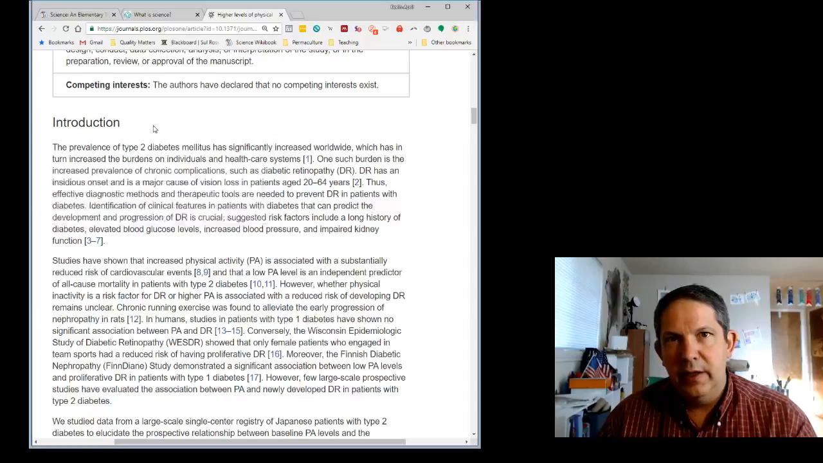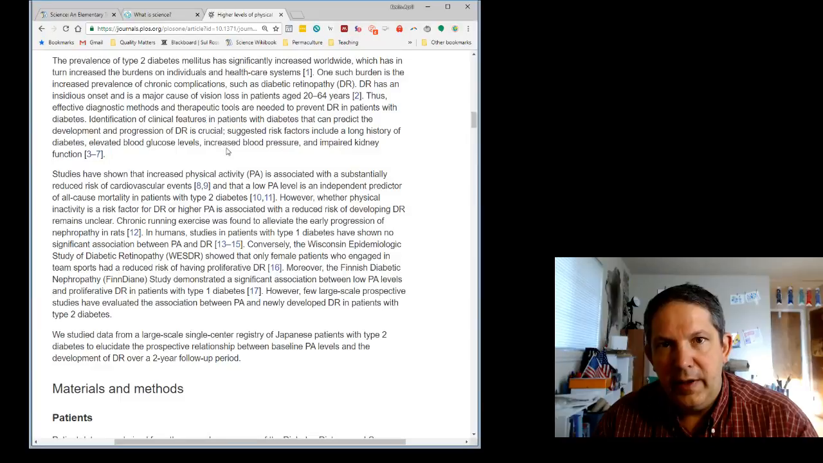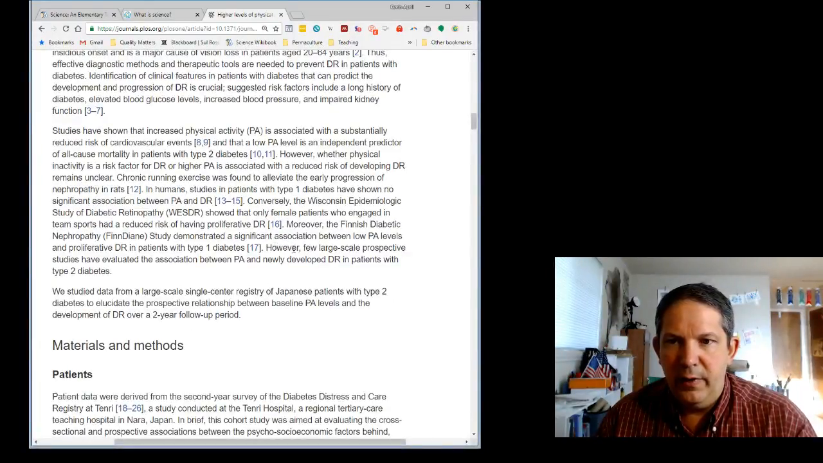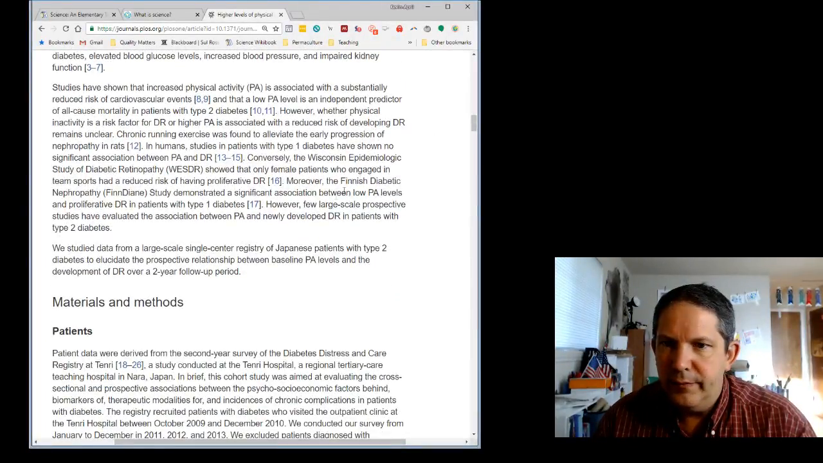So the introduction in a scientific paper, in a journal article, gives the background. And usually at the end of the introduction, they will transition into what is their hypothesis or what their study is about. They'll set up a problem. In this case, it says, however, few large-scale prospective studies have evaluated the association between PA, which is what? Where's PA? Physical activity. Between physical activity and newly developed diabetes retinopathy in patients with type 2 diabetes.